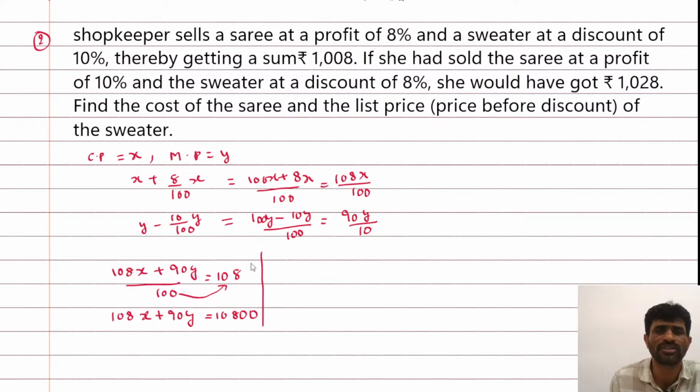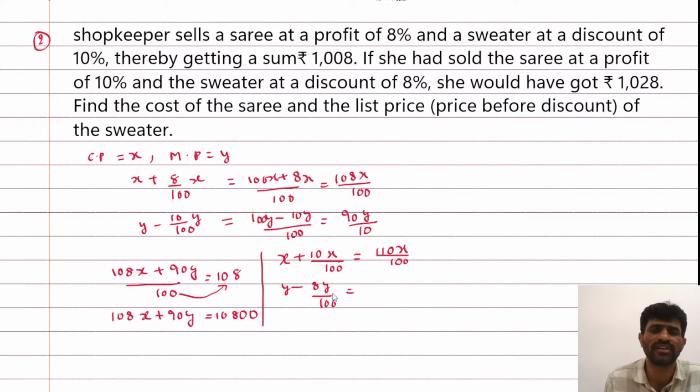Same way we get another equation. And the next article, how it is, profit of 10%. When it is profit of 10%, x plus 10x by 100. So by this, how much it is? 110x by 100. And next one is discount of 8%. So y minus 8y by 100. So this is what? 100y minus 8y is 92y.